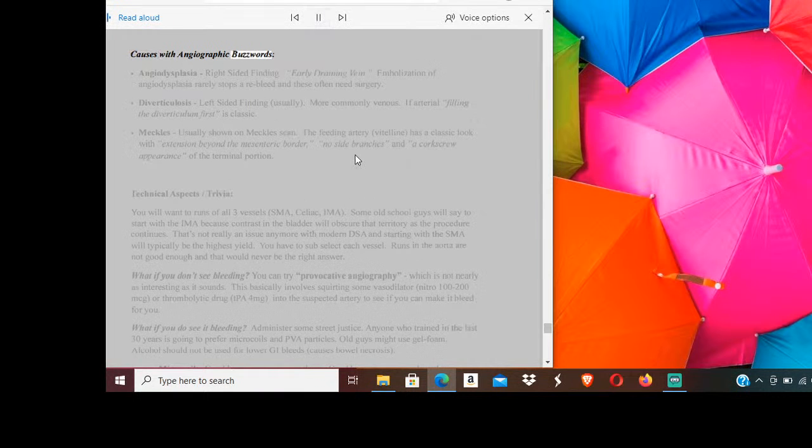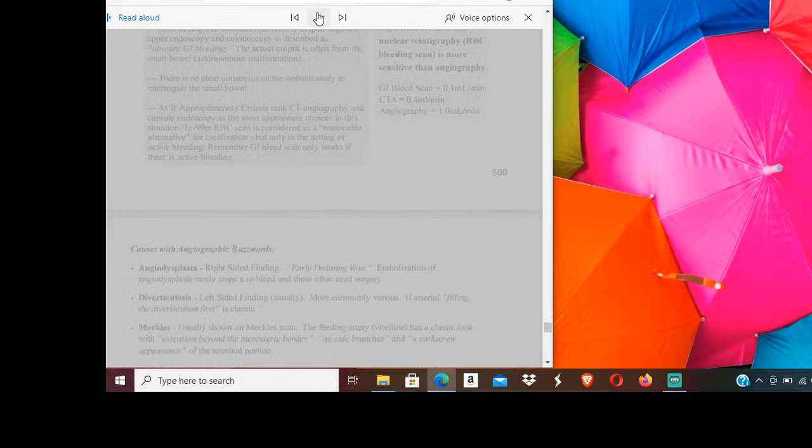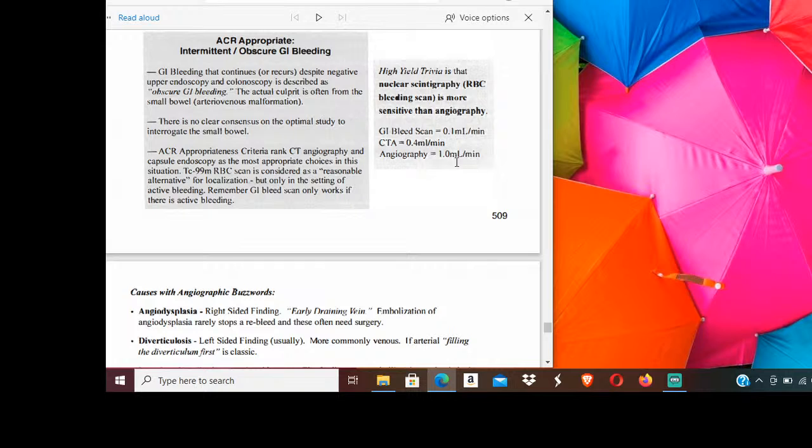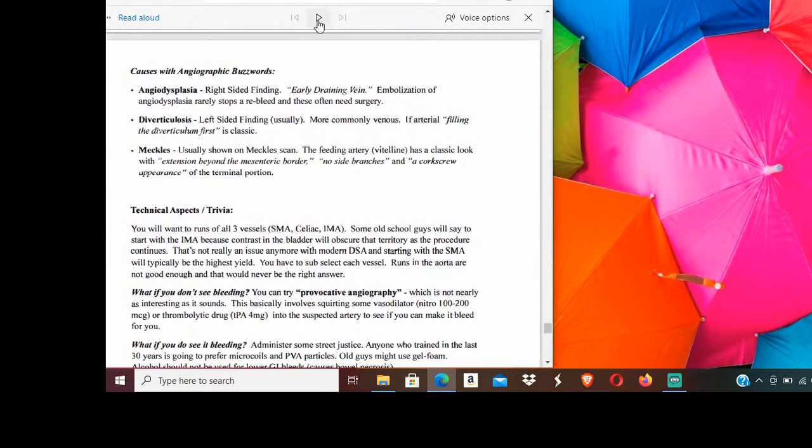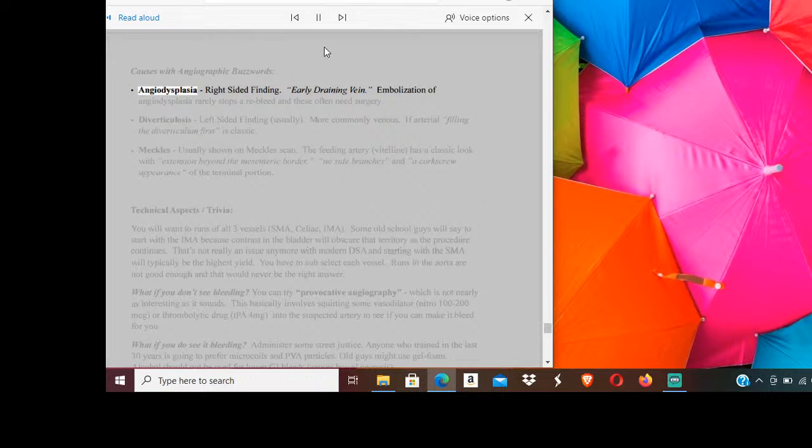Causes of lower GI bleeding and angiography buzzwords. Angiodysplasia, right-sided finding. Early draining vein. Embolization of angiodysplasia rarely stops a rebleed, and these often need surgery. Diverticulosis, left-sided finding, usually. More commonly venous, but arterial filling of the diverticulum first is classic.